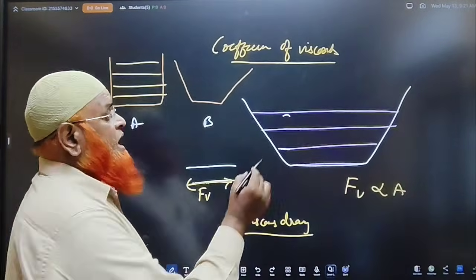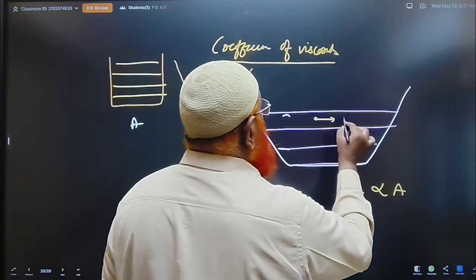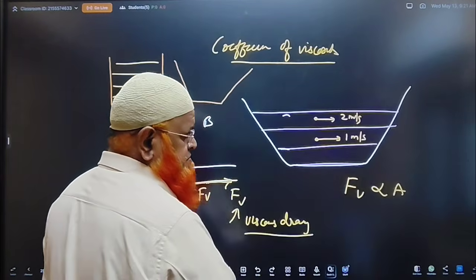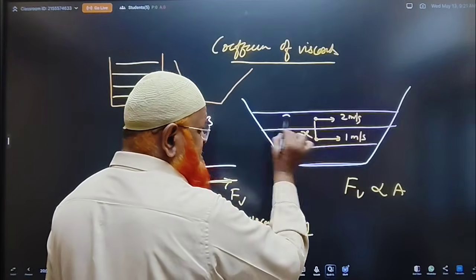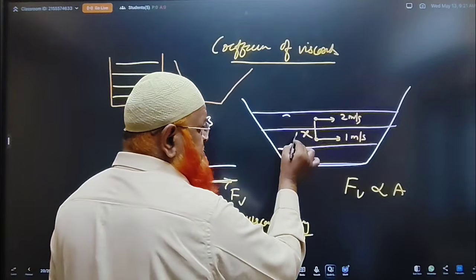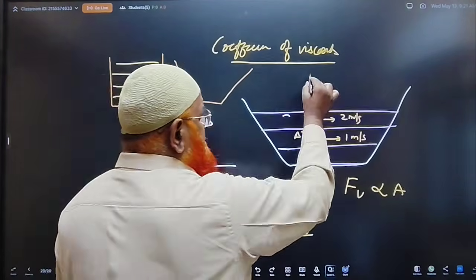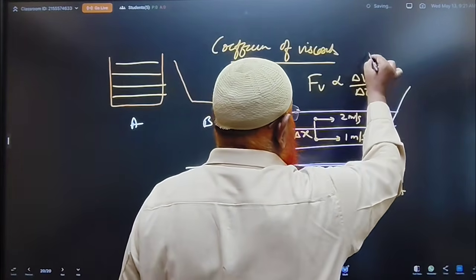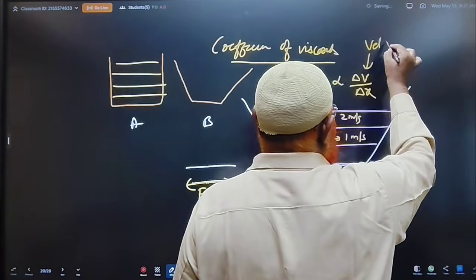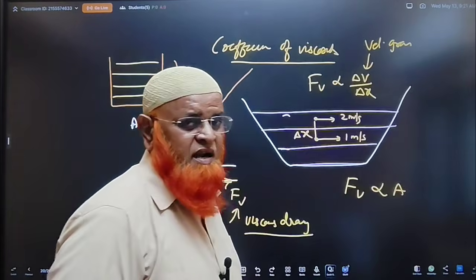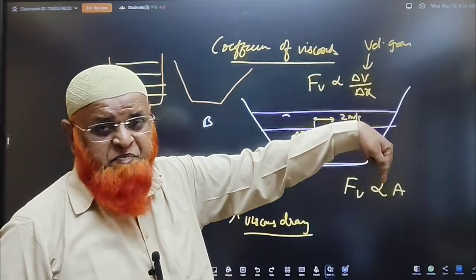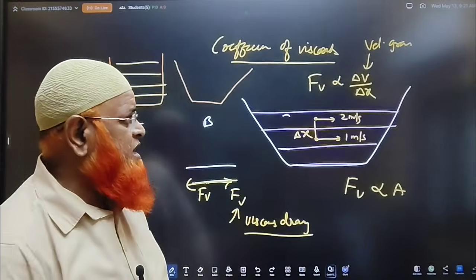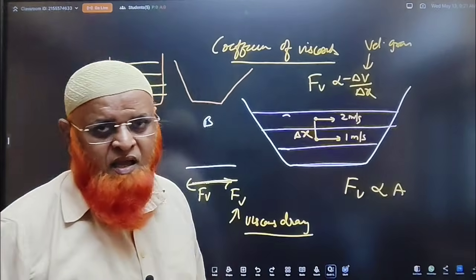And one more thing: the upper layer has a velocity of 2 meters per second, and the lower layer has a velocity of 1 meter per second. And what is this gap? This gap is called displacement. Understood? No, viscous forces are directly proportional to velocity gradient. This term is called velocity gradient. What is the meaning of velocity gradient? Change in velocity with respect to depth. As you go deep, velocity decreases. That is called change in velocity with respect to depth, and it is given as negative. Why?